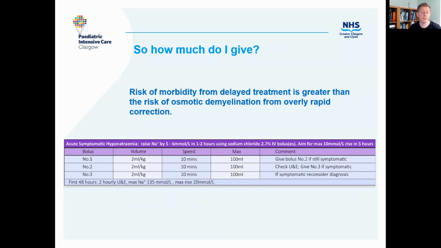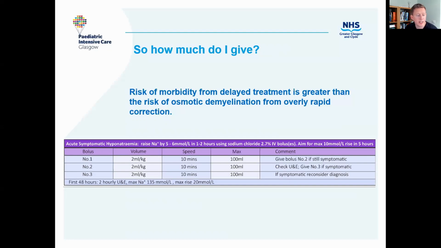So what I've included here is a treatment algorithm from the Department of Health. Again, this is freely available from the Paediatric Emergencies app. And it suggests giving 2 mL per kilo as your initial fluid bolus over 10 minutes. And if the patient remains symptomatic, to repeat that and give another 2 mL per kilo over 10 minutes. And if they remain symptomatic, to give a third bolus dose. If they're still symptomatic after 3 doses, it suggests that you reconsider the diagnosis.